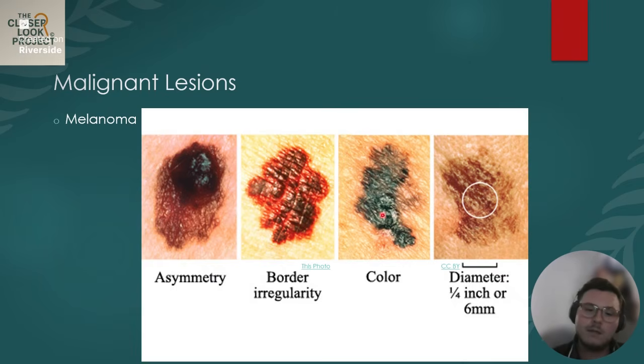Then we look at color. You see black here. You can see some red there, some brown. So I mean, that's 3 colors there. That's not great. And then, is it larger than 6 millimeters?